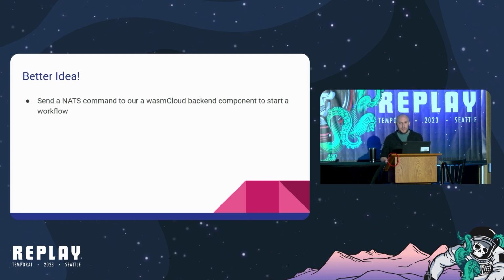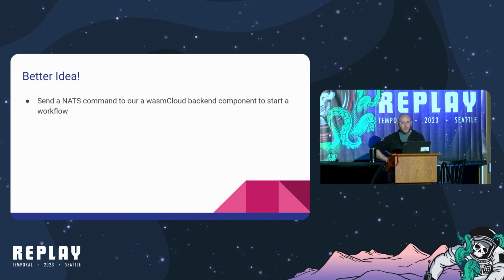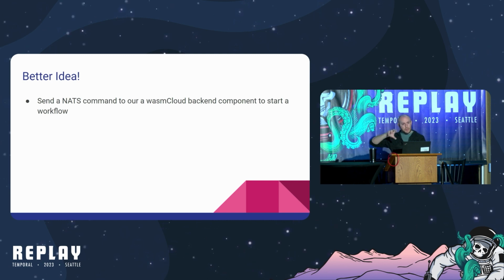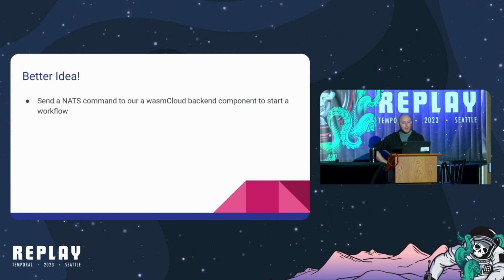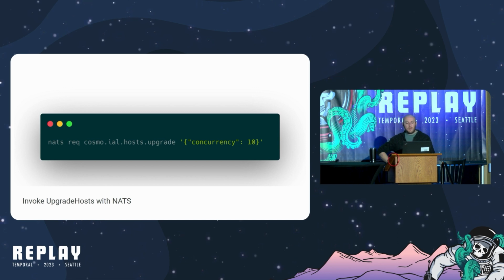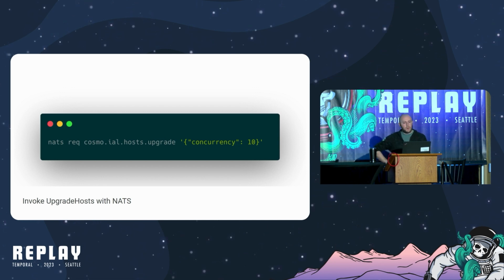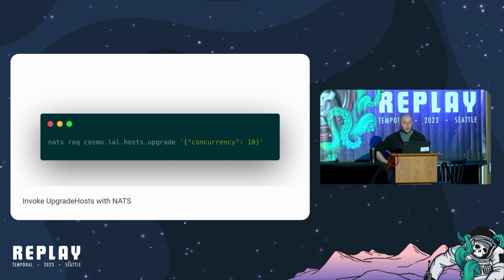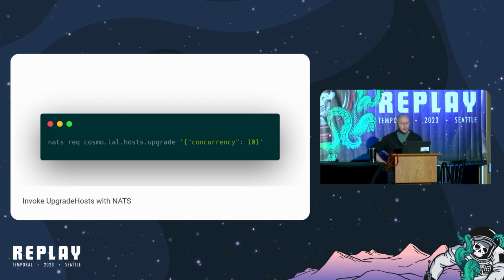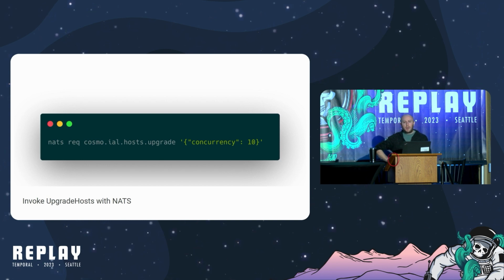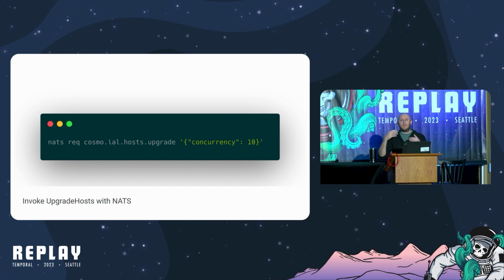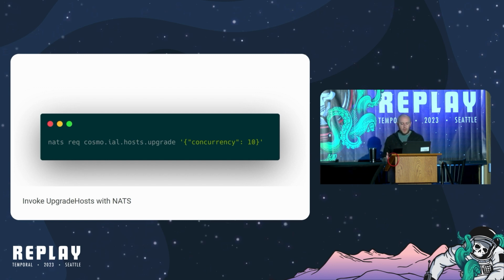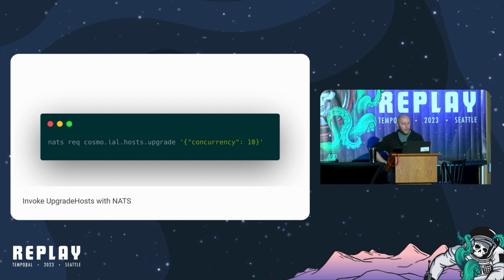What if we just exposed it through NATS PubSub? So that long command, which is in a wrapper in a shell script, turns into something a little bit more consumable. A NATS request to a particular subject, in this case, Cosmo.il, which is like an internal identifier, host.upgrade, and you can give it JSON as parameters. That just invokes the workflow through Rust, which I'll show you in a bit.